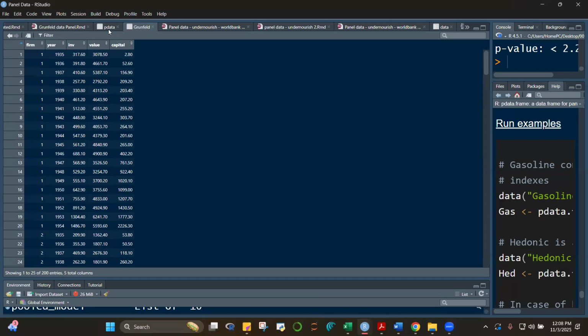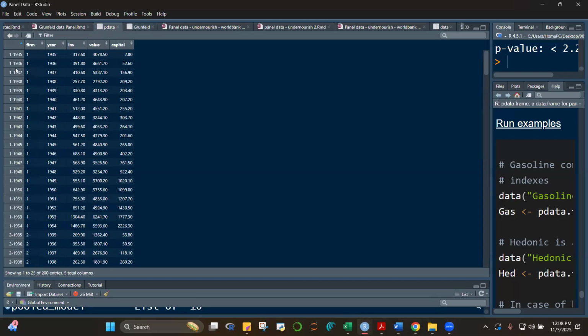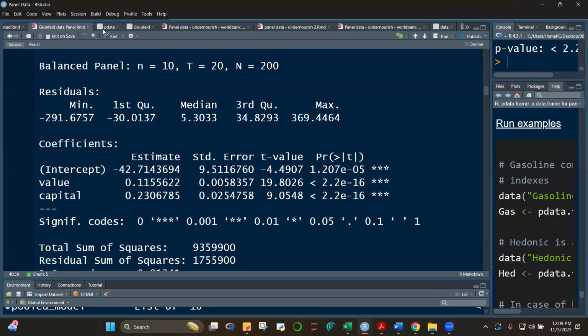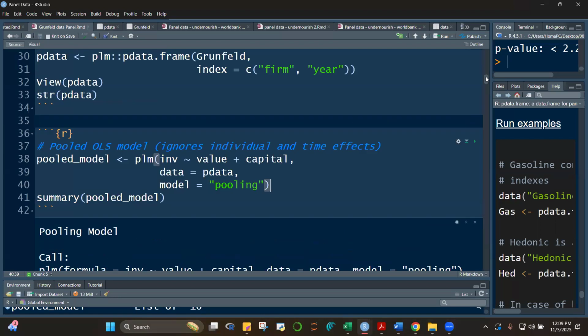For panel data, take a look at your index. 1-1935 up to here, 1-1954. So the index was changed, no? The index was changed, class. It indicated here the unit dash the time period, up to the end here, 10-1954. Okay, did you get this, class? Kindly check your P data, class, and see if your P data has the same index now.